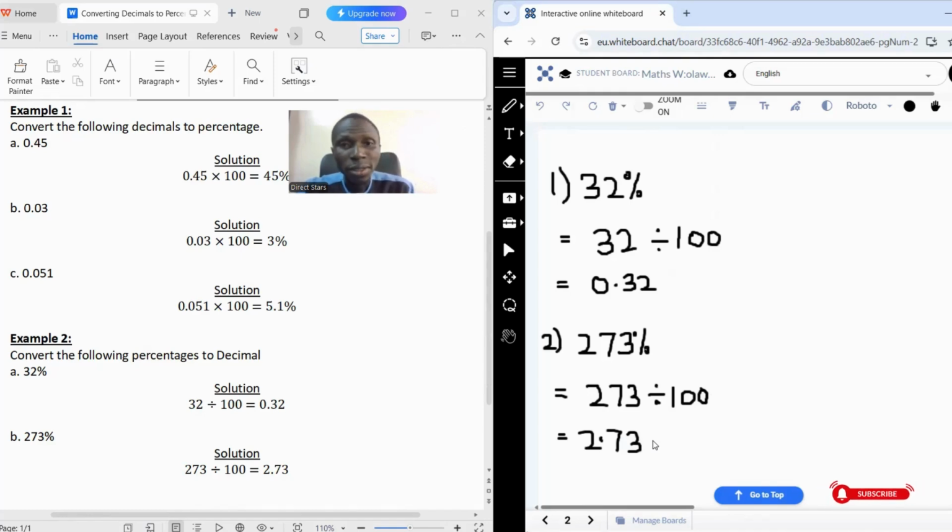So that'll be all for today. So once again, if you want to convert from a decimal to a percentage, you multiply the decimal by 100. And also, if you want to convert a percentage to a decimal, you're going to divide the number by 100.